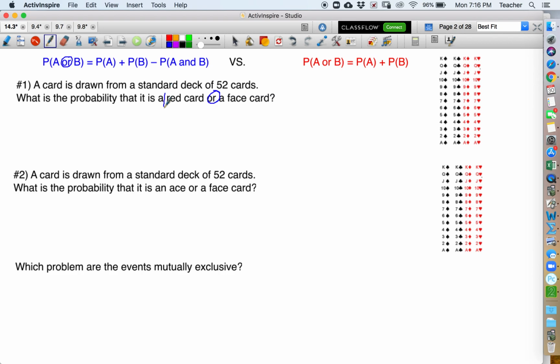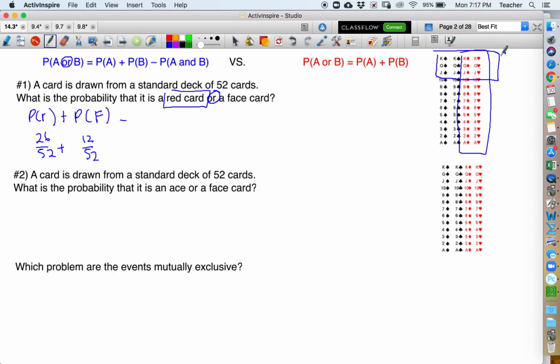So that would be the probability of a red card plus the probability of a face card. So here are the red cards. There are 26 red cards out of 52. Plus, here are the face cards, Jack, Queen, and King. So there are 3, 6, 9, 12 out of 52.